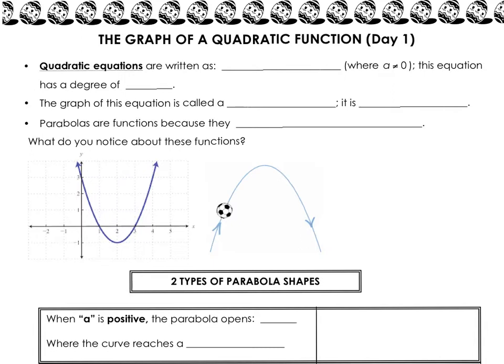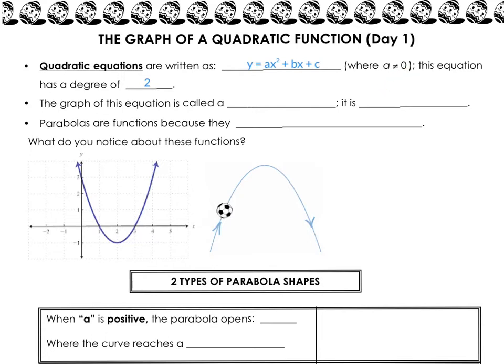Quadratic equations are written as y equals ax squared plus bx plus c, where the a value does not equal 0, so that this equation has a degree of 2. And the reason we say that the a value cannot equal 0 is because if the a value were 0, this 0 times the x squared would make this go away, and then we would just be left with bx plus c, which would really just be a line. So that's why the a value has to be not equal to 0.